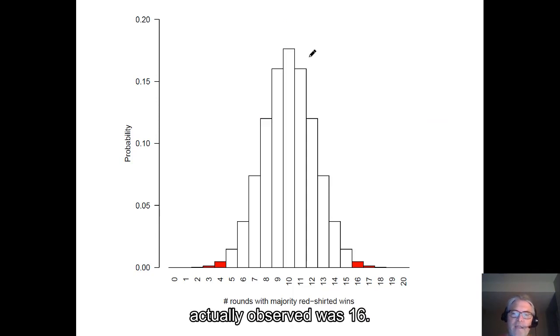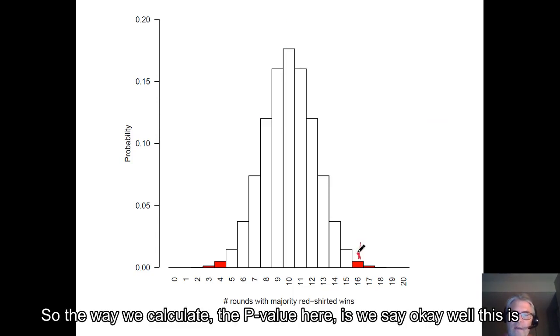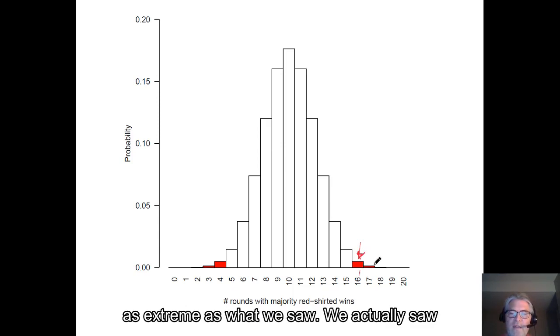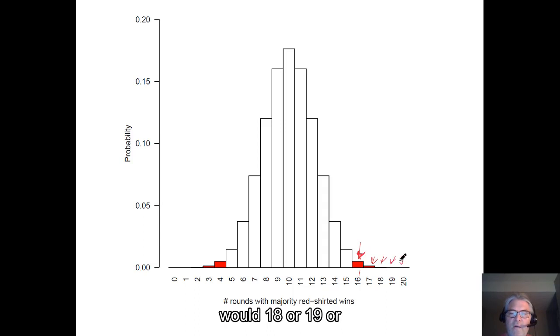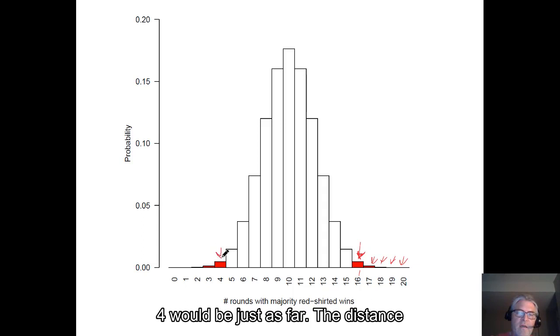So what we actually observed was 16. So the way we'd calculate the p-value here is we'd say, okay, well, this is as extreme as what we saw. We actually saw 16. 17 would be even more extreme, as would 18 or 19 or 20. But if you think about it, 4 would be just as far distance.